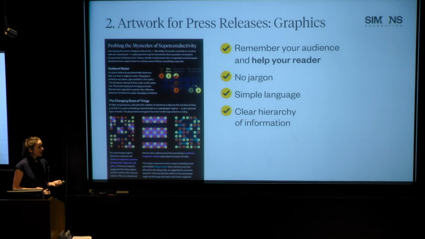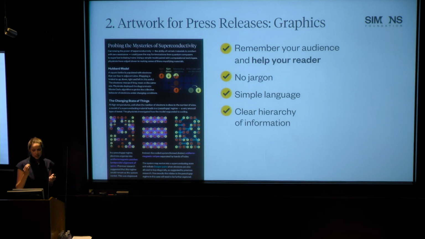And when we create this, we think people aren't going to know what superconductivity is. People aren't going to know what a Hubbard model is. So we're just calling it a lattice, and we're just saying we've got 2 kinds of electrons or 2 kinds of particles. We're not getting into jargon. We're not assuming that anyone knows anything about it. There's a clear hierarchy of information. I know how I'm going to read it.